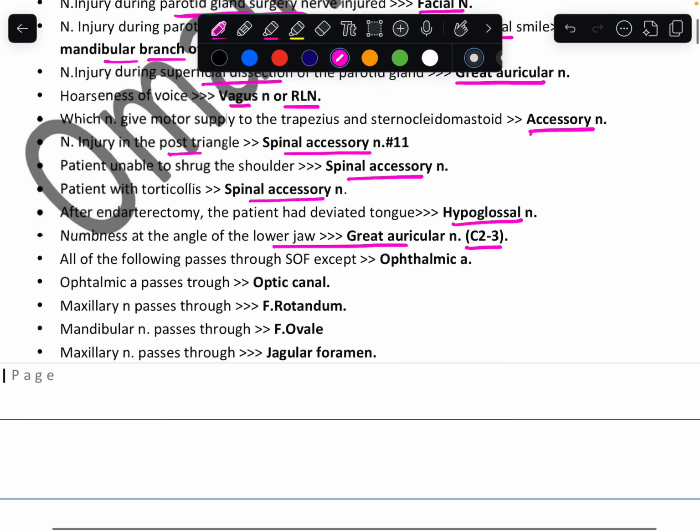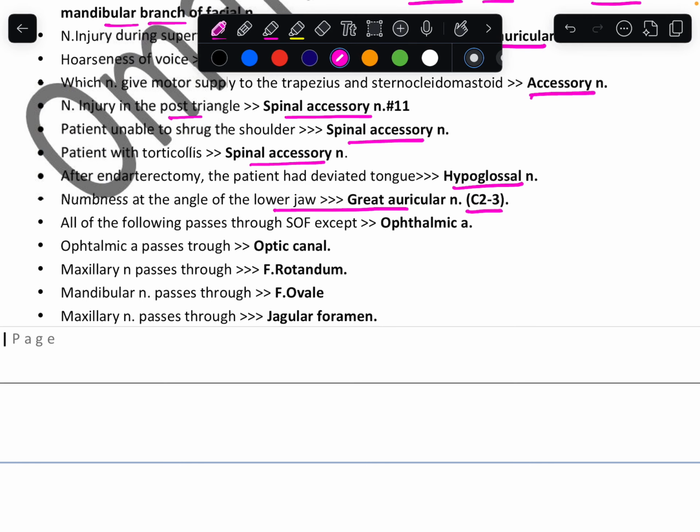All of the following pass through the superior orbital fissure except: ophthalmic artery, which passes through the optic canal. But the ophthalmic vein passes through the superior orbital fissure. The SOF contains the third, fourth, V1, sixth, and the ophthalmic vein.